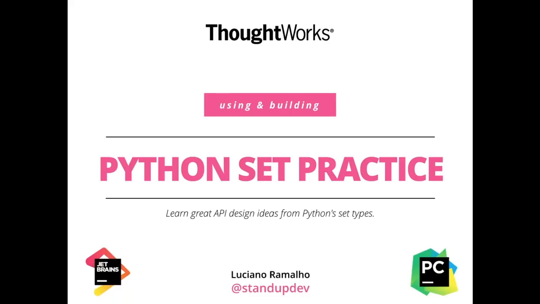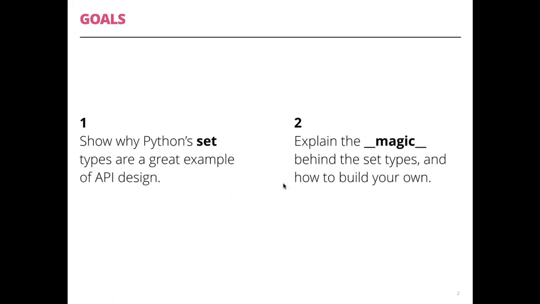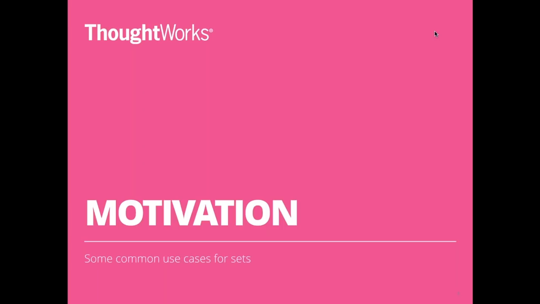So the idea of this talk is that I have two goals here. One is to show why Python set types are a great example of API design. And then afterwards, we're going to explain the special methods that make sets work as they do. So let's talk about motivation: some common use cases for sets.